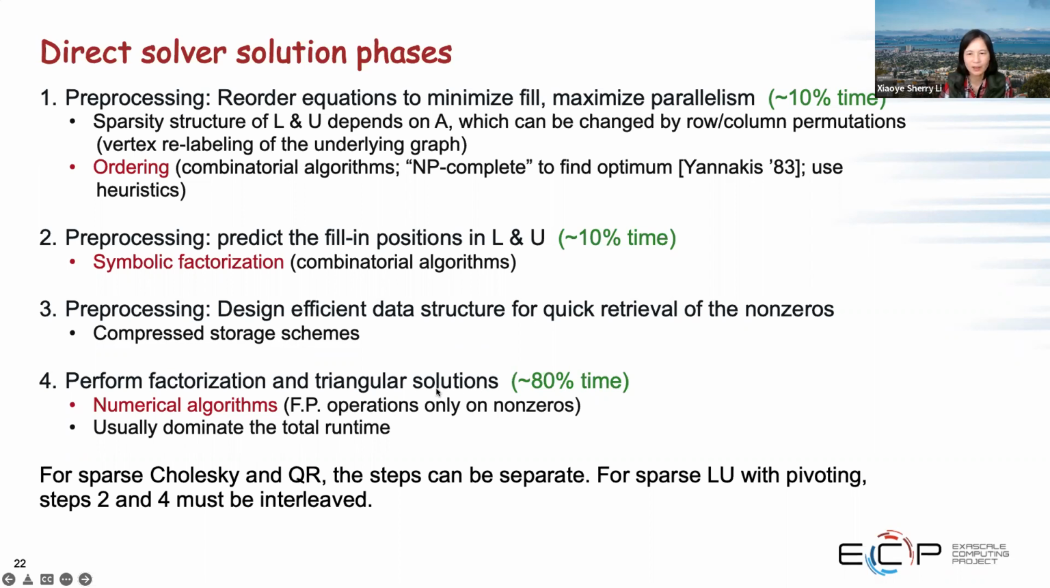This is the numerical phase. In the parentheses, I put roughly the time. This is purely an estimate. It can vary a lot depending on the matrices. But I would say for most cases, the numerical factorization is the very heavy load. And that's why most of the papers are about how to speed up this process for strong scaling on GPU.